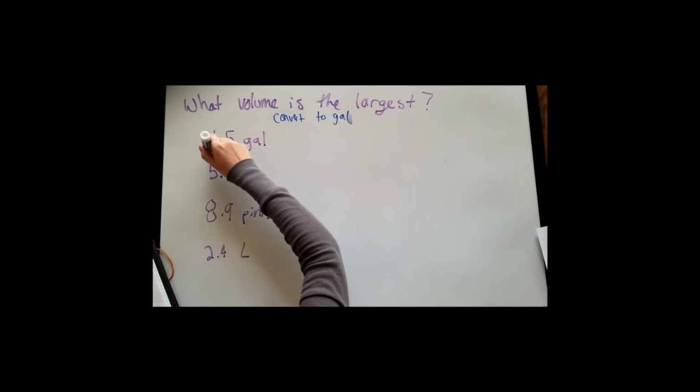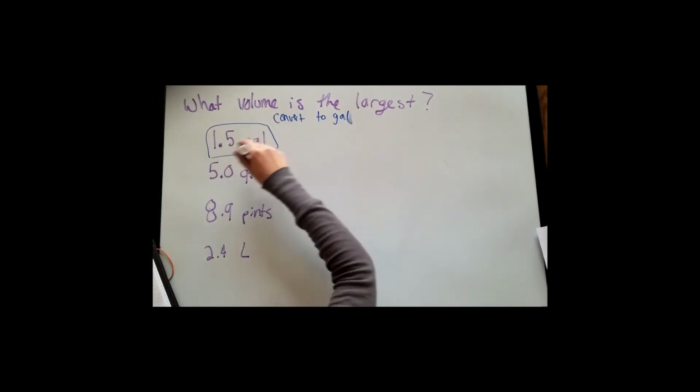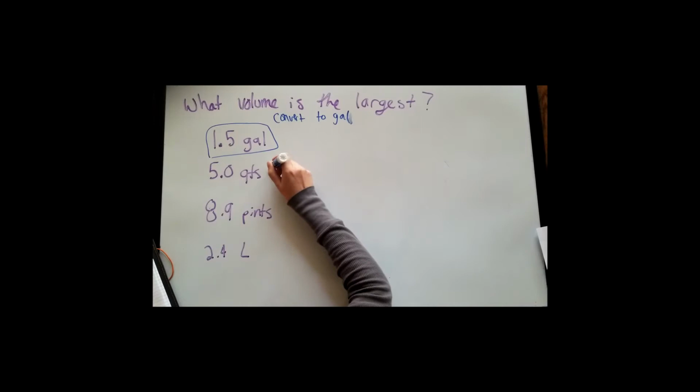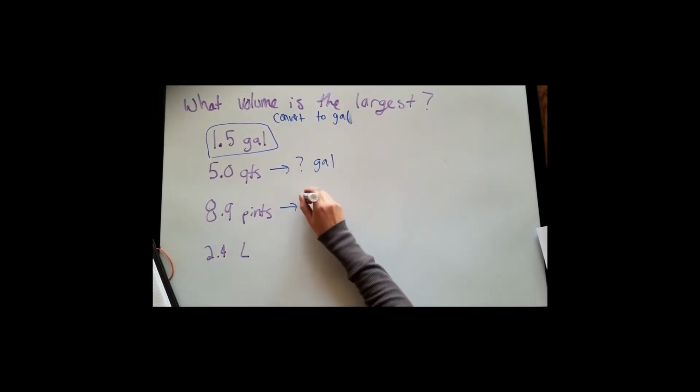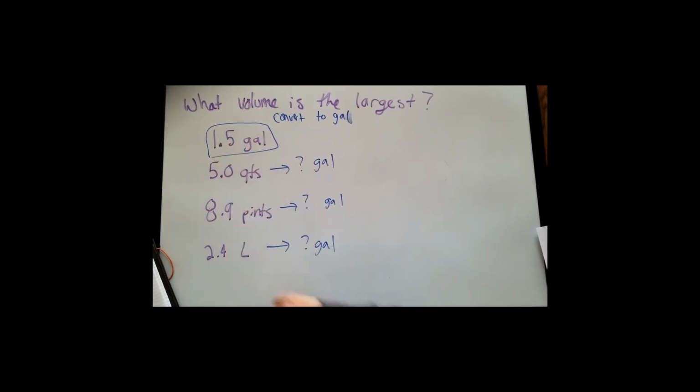Now this first one's already in gallons, so I don't need to do anything with that. This one, I want to get into gallons. This one, I'm going to get into gallons. And this one, I'm going to get into gallons. Once they're all in gallons, then I'll compare the number values and see which one is the largest. So for this first one, quarts to gallons, I need a conversion factor going from quarts to gallons.